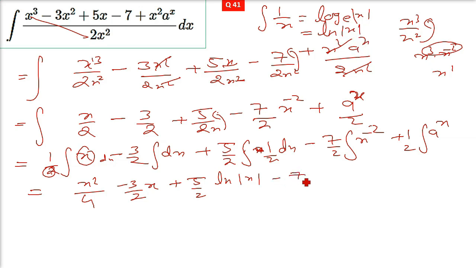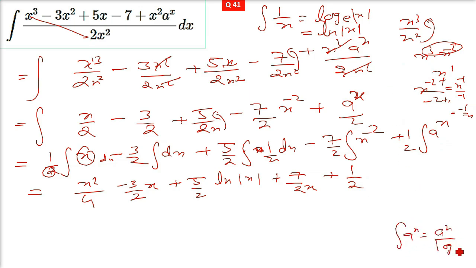What do you get here? 7 by 2. Integration of x raised minus 2 is x to the power minus 2 plus 1 divided by minus 2 plus 1. So x will be x raised minus 1 by minus 1. It will be negative 1 by x. So you can just replace it by plus, because minus minus is plus. You have 7 by 2x. Now 1 by 2 it is. What is the integration of a raised x? You already know that. A raised x divided by log base e a. So you can write it as a raised x by ln a. Log base e can be written as ln a. This is your standard result.